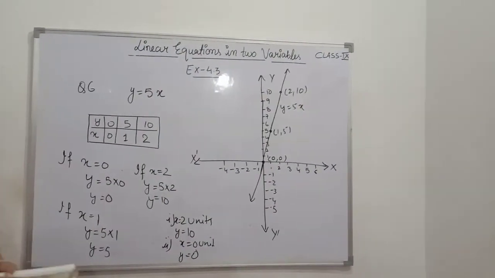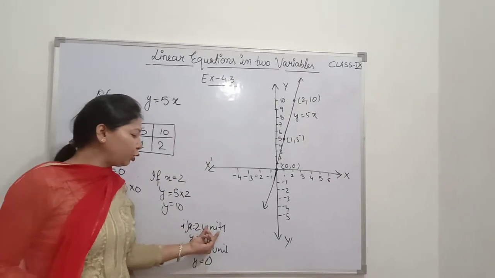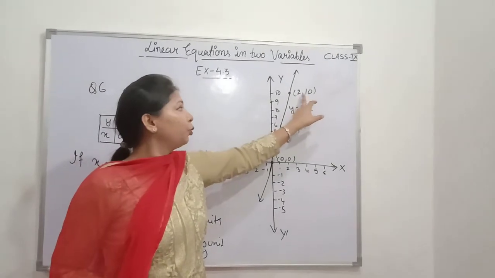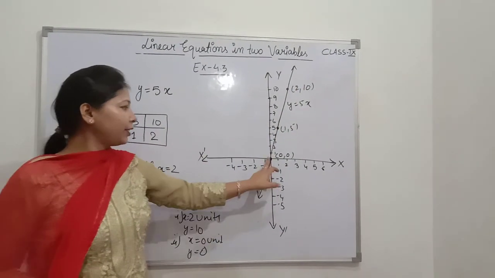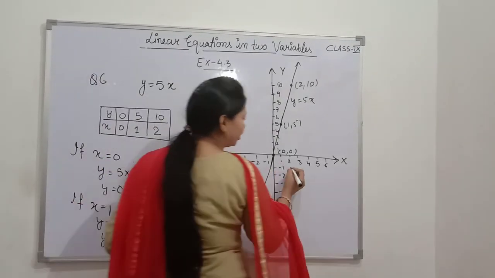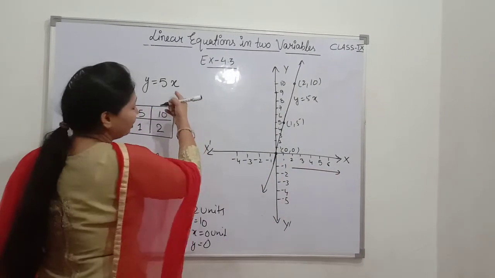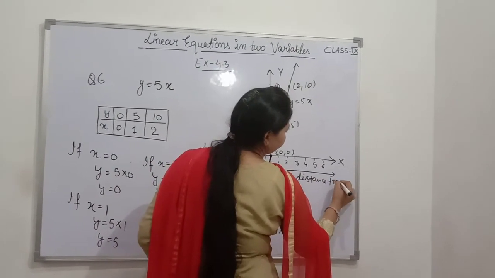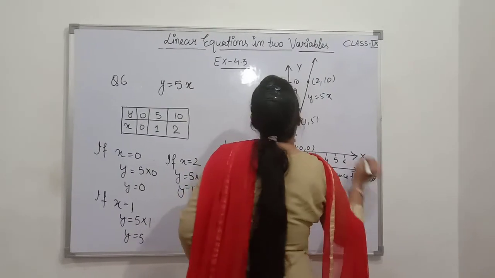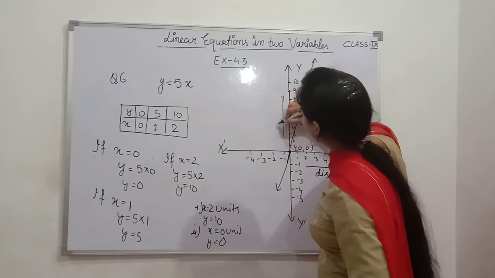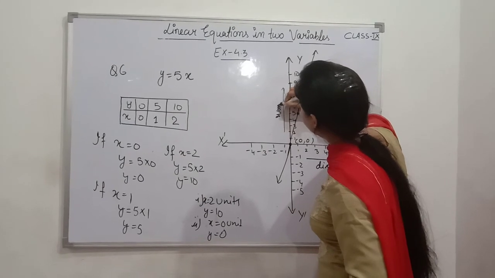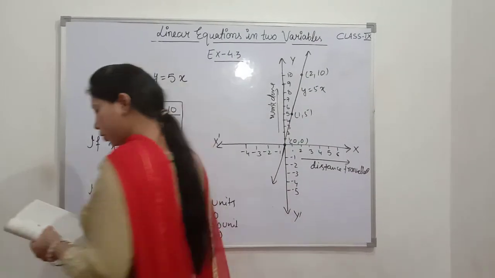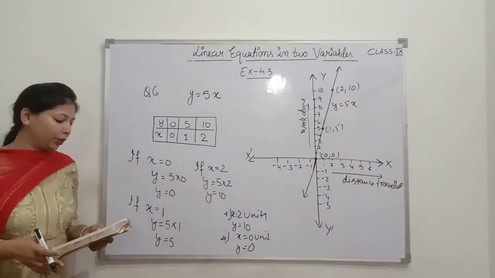I am reading from the graph. The question said, read from the graph. If x is equals to 2 units, then what is the value of y? We see that if x is 2 then y is 10. If x is 0, then y is 0. And this x-axis represents the distance travel. You can write like this. This is the distance travel. And this y-axis represents the work done. This is the work done. Okay. Hope this question is clear to you. Now moving towards question number 7.